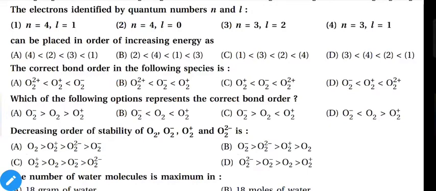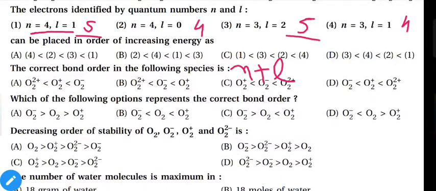We have to use the n plus l rule for this. The n plus l value for the first will be 5, for the second it will be 4, for the third it is again 5, and for the fourth it is 4. Now the question is, here we have two 5s and two 4s. So how can we find the lower or higher energy orbitals among them, because they have the same n plus l value? When you have the same n plus l value, then you have to concentrate on the n value alone.